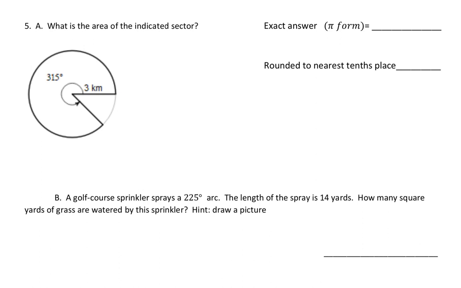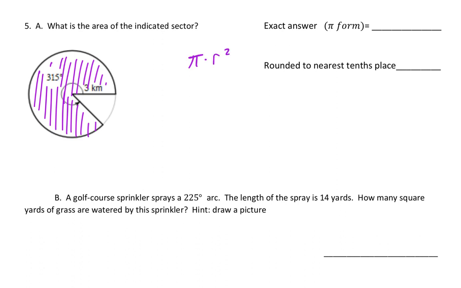The next one asks about area. Area means filling this space. So we're going to use the area formula, pi times the radius squared. But we don't want all the area. We want 315 degrees out of the 360 degrees. In this problem, my radius is 3, so I got 315.